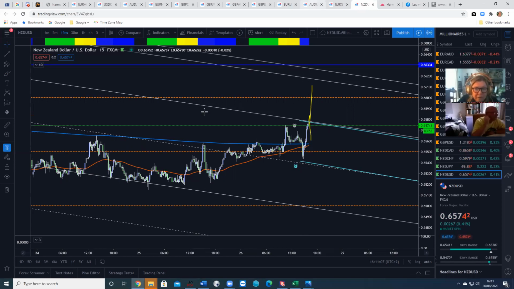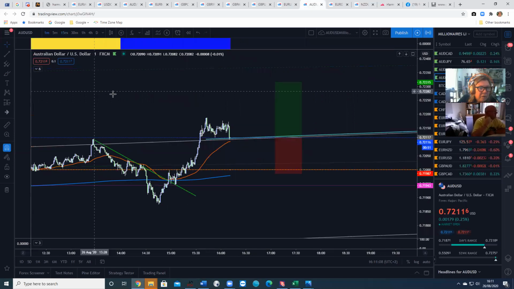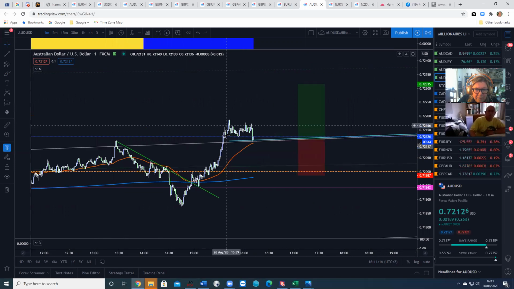So EURGBP, which obviously Australian dollar, New Zealand dollar, similar. So here we have two very nice, that's saying buy me. So one break and retest, buy me. Second break and retest, please buy me.